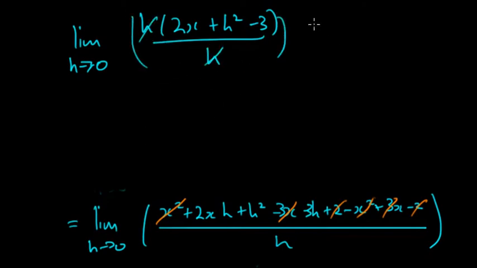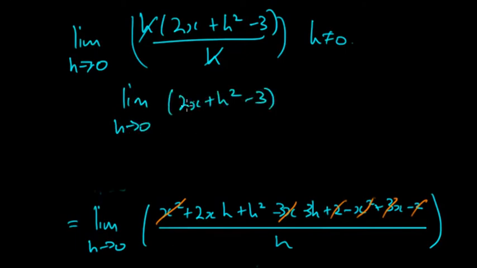Now these can cancel when h does not equal 0. But we don't care about that because we're looking at the limit, and it doesn't matter if h cannot equal 0 at a certain point. So then we're left with the limit of h going to 0 of 2x plus h minus 3. So we can sub in h equal to 0 here, it's continuous. Then we get 2x minus 3 as h is equal to 0 due to the limit.